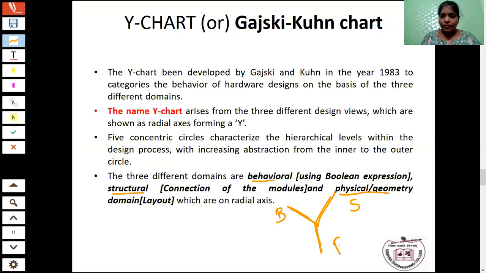Okay, so in order to implement any hardware design, we are considering three different design views. The three different design views are mentioned in the radial axes of Y. So that's why it is named the Y chart. This Y chart has 5 concentric circles. Each circle represents a different abstraction level.